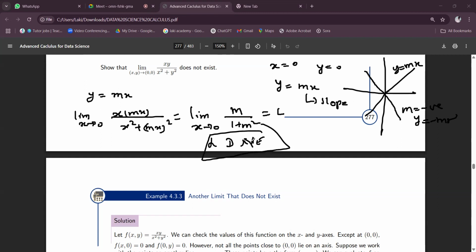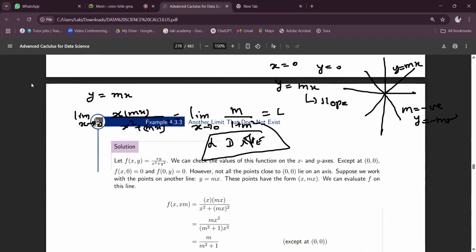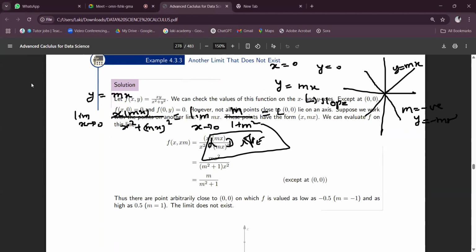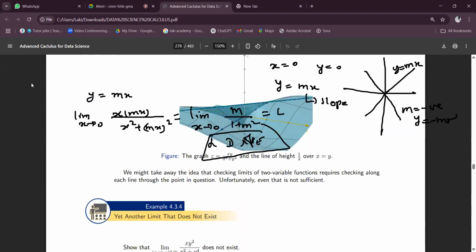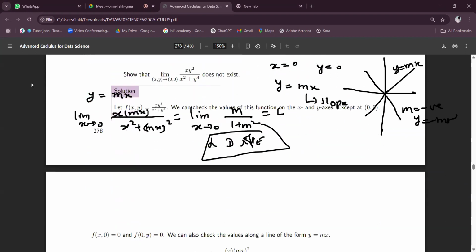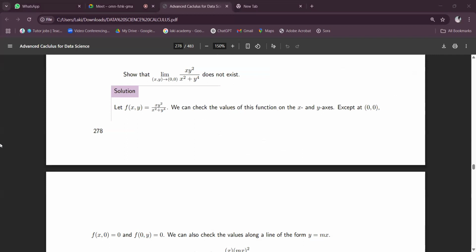I think you understood this. You have already learned this in the previous classes, right? Same thing. If the value of L is not unique, then you can say the limit does not exist, right? Because the value of the limit must be unique.